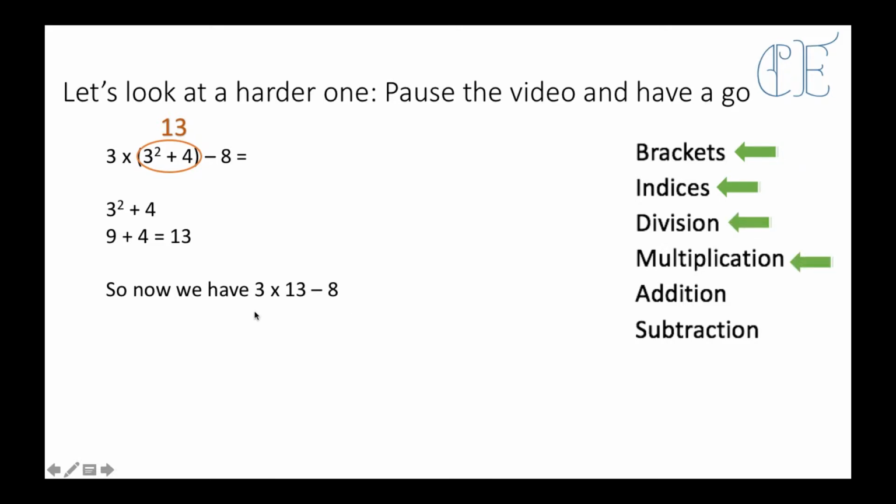We do have a multiplication. Okay, so we need to do 3 times 13 first. 3 times 13 is 39. We have no addition, and then the last bit is the subtraction, and it's just 39 take away the 8 on the end, which is 31. Okay, so I hope that makes sense.